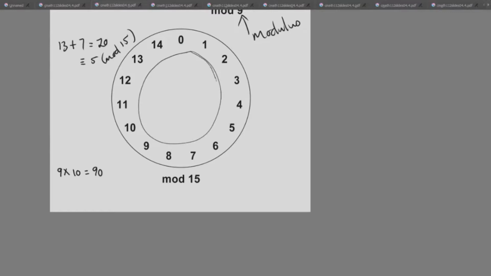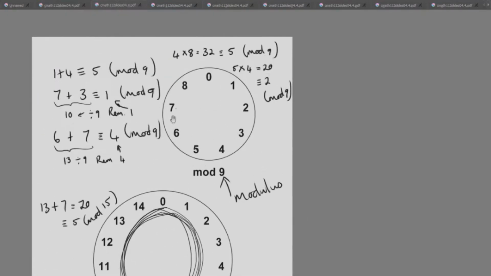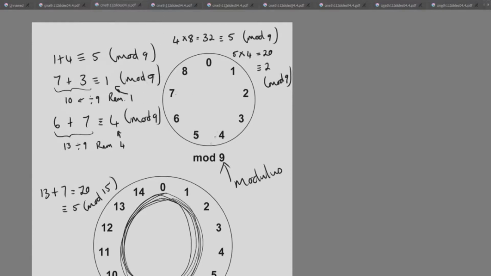15, 30, 45, 60, 75, 90. So they're all full loops. Nothing is left over. Therefore, I'm back at 0 mod 15. So it's the remainder. When I divide by the modulus, it's the remainder after I've divided this quantity by the modulus. That would give me my answer on my modulo whatever circle.